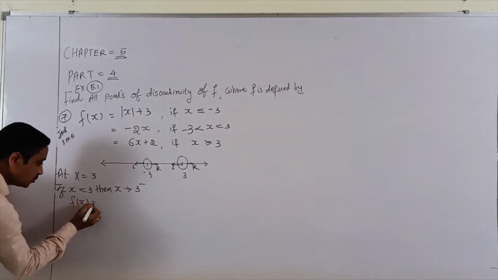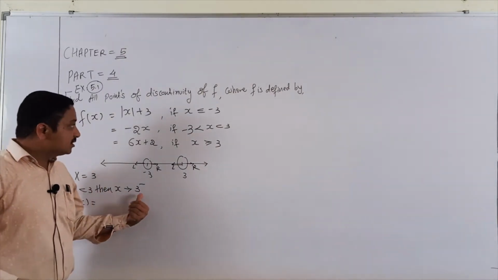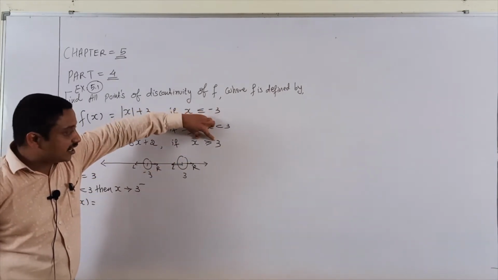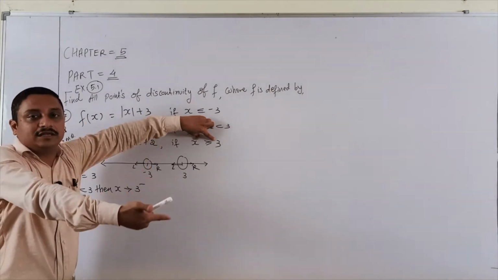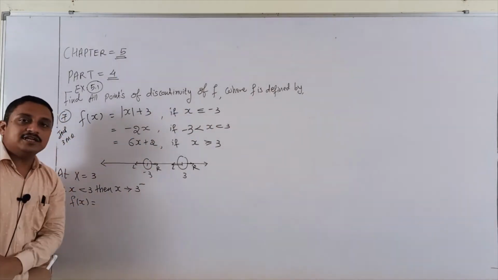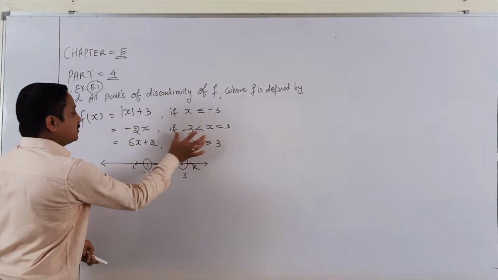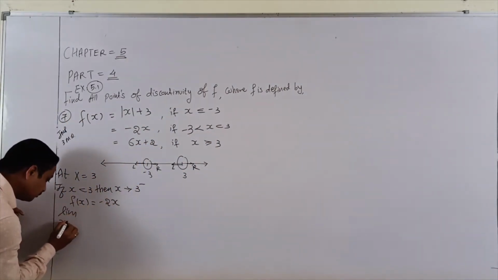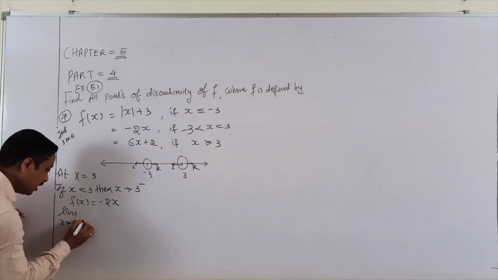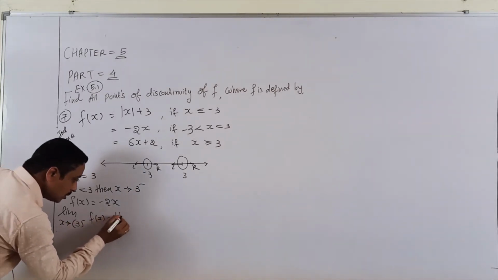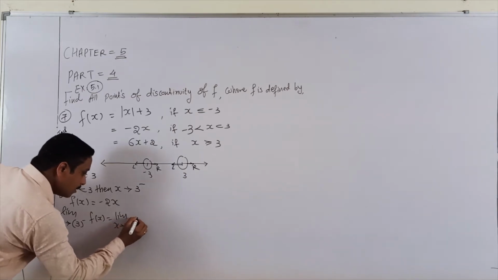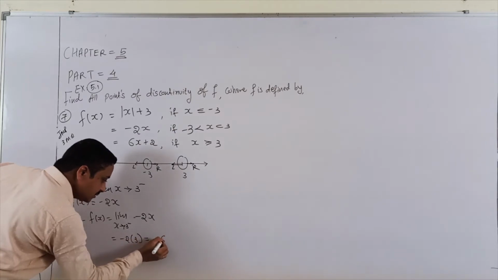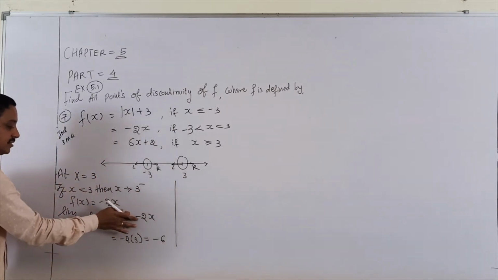So, what is the function? Just determine our function for less than 3. This function indicates 3 and more than 3, but I want less than 3. So this function is surely minus 2x. Limit x tends to 3 minus of the function, put the value in. Easily you create your answer. How much? It is minus 6.